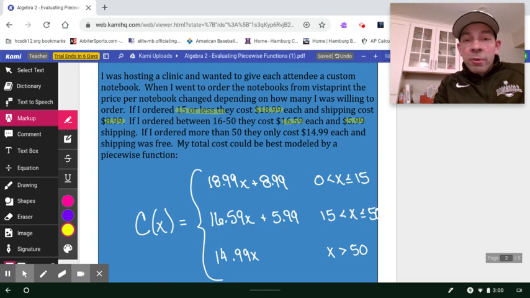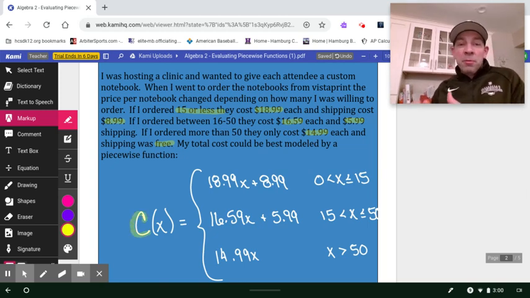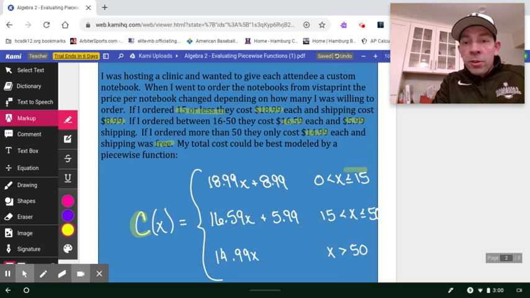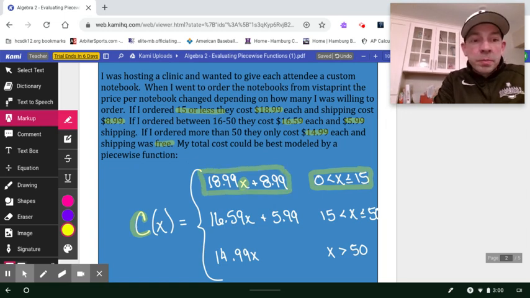And then, of course, if I went real big and ordered more than 50, the price was going to be $14.99 per notebook, and the shipping was going to be free. So I took all that and created what I called my cost function. You can see that's why I'm using the letter C here, where x represents the number of notebooks I'm going to order. If I'm going to order 12 notebooks, 12 falls within this domain right here. So I'd substitute a 12 for x, and this equation would tell me my cost of ordering 12.